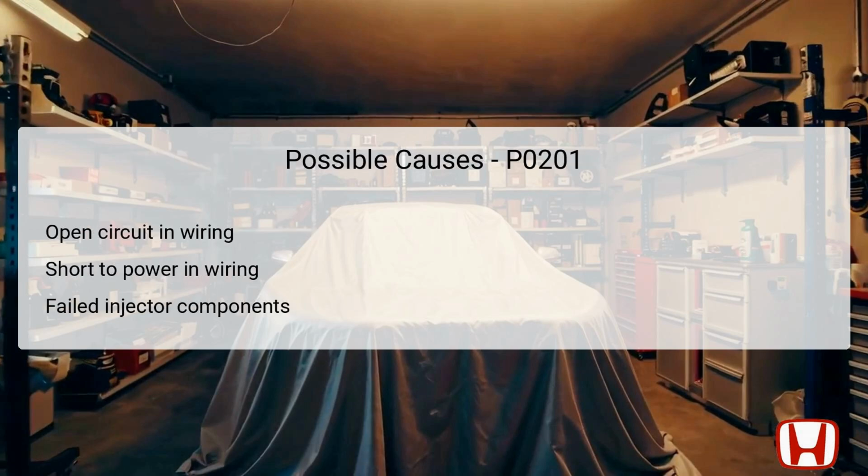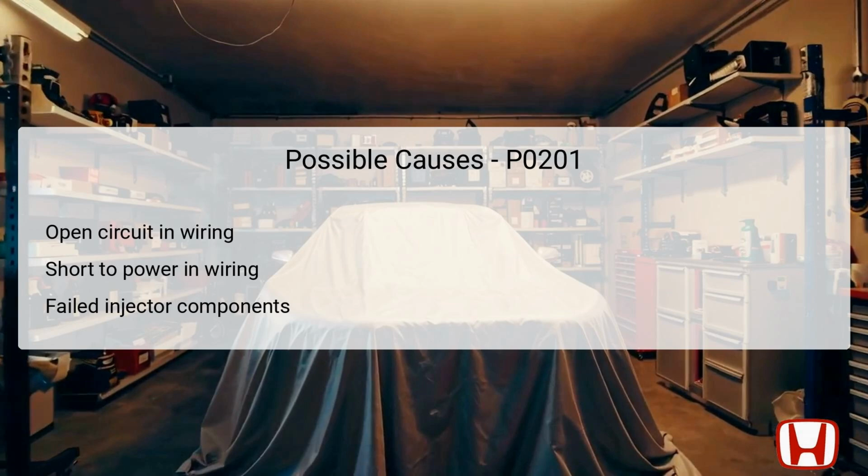Several potential causes could lead to the P0201 code being stored. Firstly, an open circuit within the wiring, like broken wires or poor connections, might hinder the signal from the PCM to the injector. This could result from wear and tear, corrosion, or physical damage to the wiring.